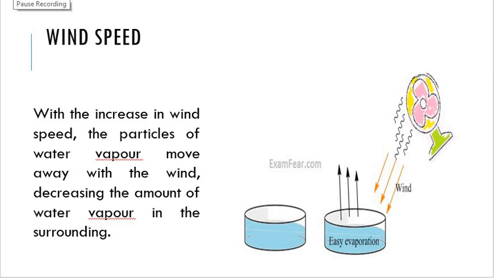Wind speed. With the increase in wind speed, the particles of water vapor move away with the wind, decreasing the amount of water vapor in the surroundings. So, an increase in wind speed increases the rate of evaporation.